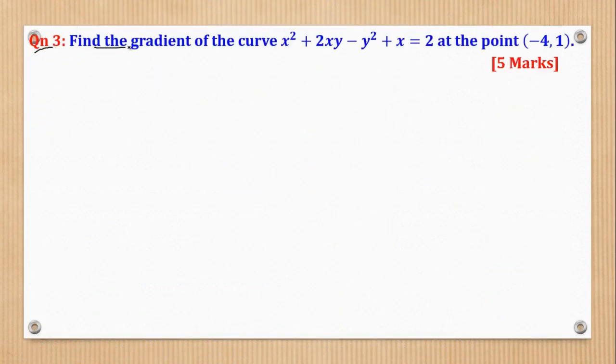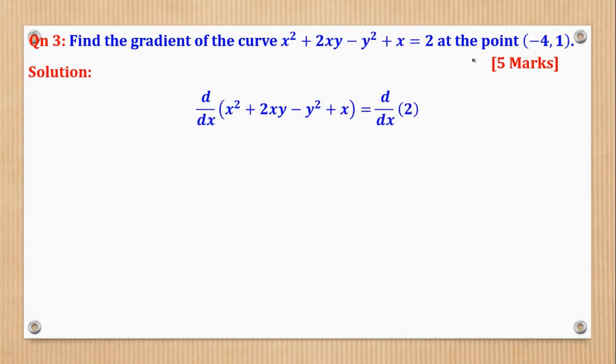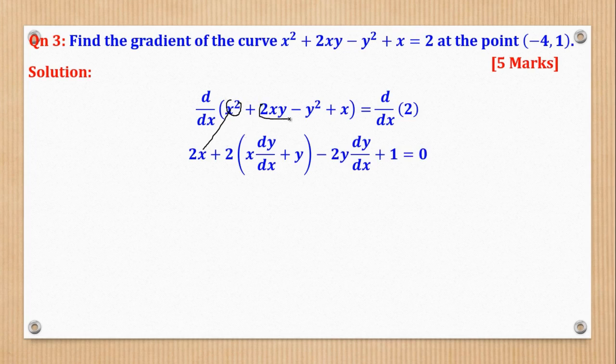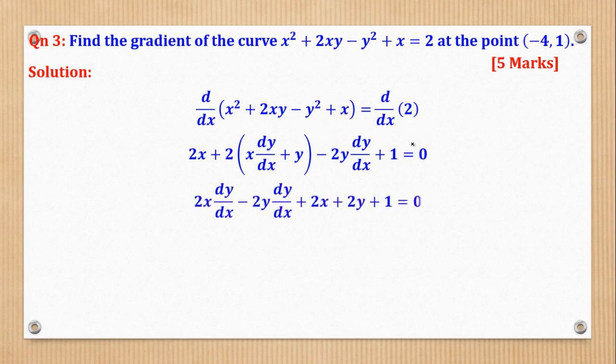Then question 3 says, find the gradient of the curve this at point this. So that is an implicit function which you have to differentiate on both sides. So differentiating x squared gives you 2x, differentiating 2xy, the 2 can first come out, then you differentiate xy alone. Differentiating xy gives x dy/dx plus y. Then differentiating this gives you 2y dy/dx, and this gives you 1. This gives you 0. Then from there is to make dy/dx the subject.